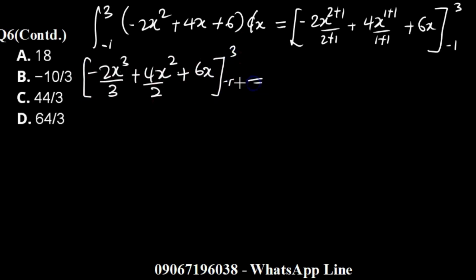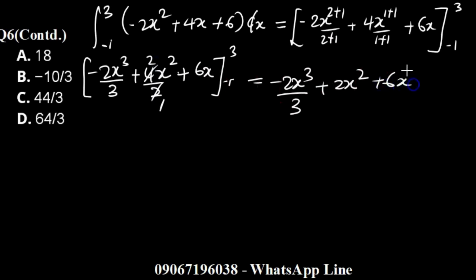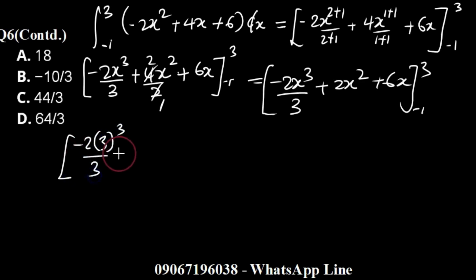If we simplify this further, this is going to give us minus 2x cubed over 3 plus 2x squared plus 6x, all between the boundary of 3 and minus 1. So we're going to have two intervals. The first interval is where we substitute 3 in place of x, and the second is where we substitute minus 1 in place of x. That is going to give us minus 2 into 3 raised to the power 3 divided by 3 plus 2 into 3 squared plus 6 into 3. All right, now this is what we have.